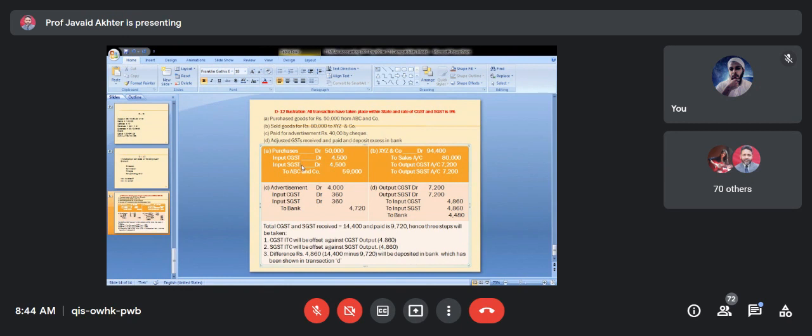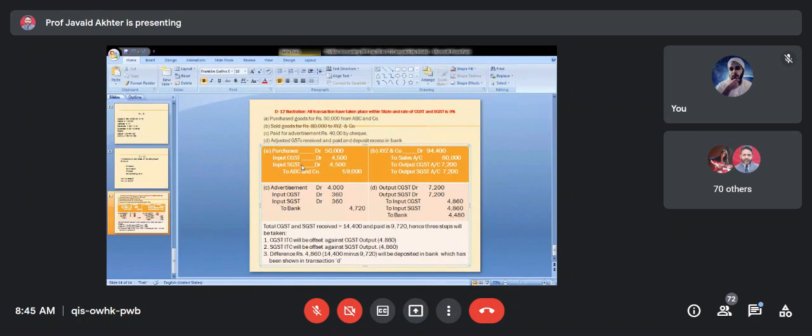Means there will be transactions on which GST will be payable and receivable, and there will be transactions wherein GST will not be payable. Accordingly, the entry will be made. Now let us come to the accounting language.